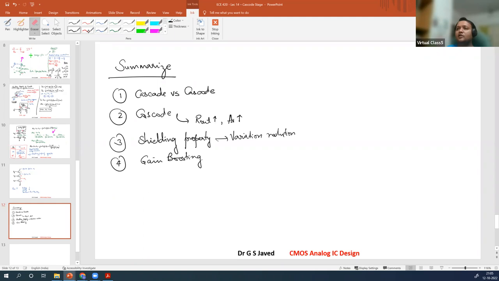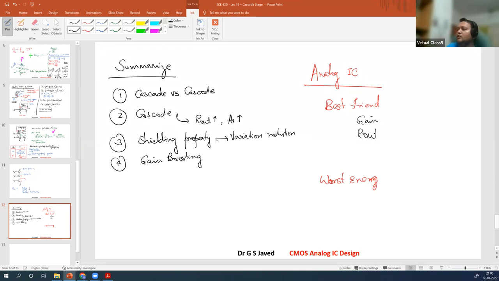And this cascode is going to be either your best friend or your worst enemy in analog IC design. So it is either best friend on one side or worst enemy on the other side. Why is it your best friend? It is best friend for gain, Rout, shielding. But it is going to be your worst enemy for voltage swing. Choose carefully what you want. How many cascode stages, how much stacking you do, that much you will take care of.